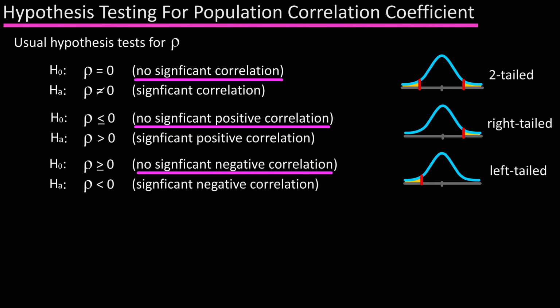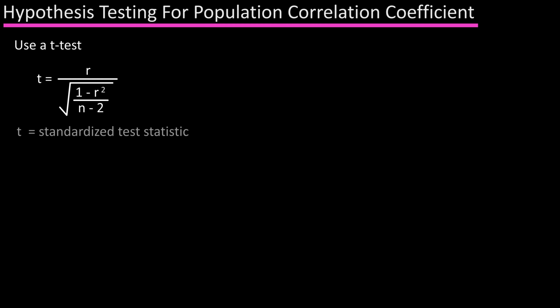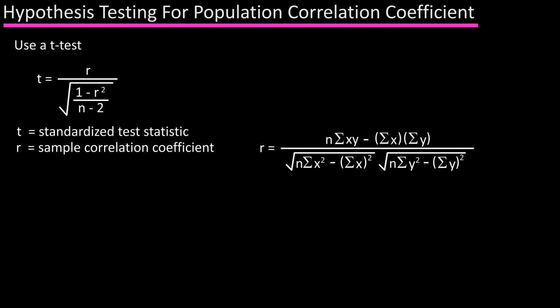When testing for a population correlation coefficient, we use a t-test, and the formula for calculating the standardized test statistic is t equals r divided by the square root of 1 minus r squared over n minus 2. In this formula, t is the standardized test statistic, r is the sample correlation coefficient, which is calculated using this formula from a data set of ordered pairs, and n is the number of ordered pairs, and the degrees of freedom is equal to n minus 2.